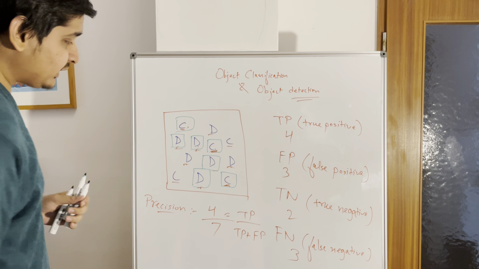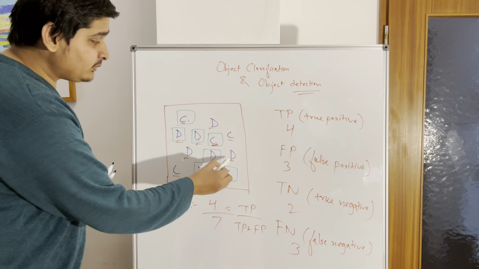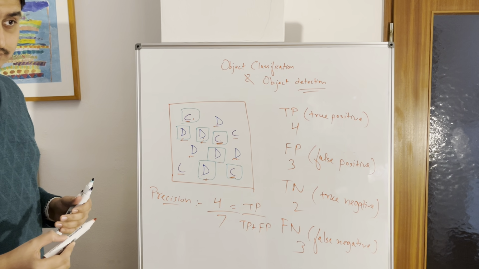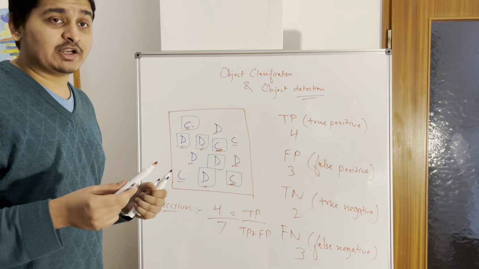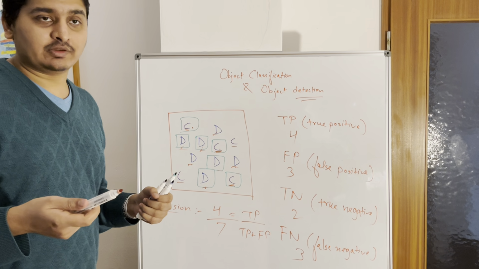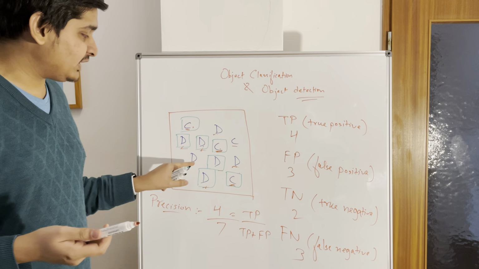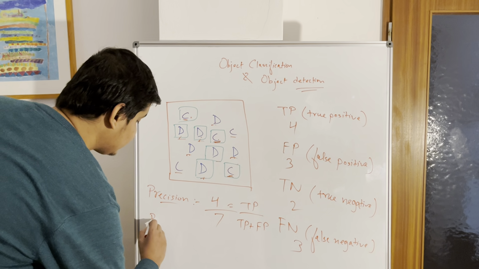But this alone is not enough. Why? Because you can already see that some dogs were missed out. So even if you are able to identify dogs, but not all of them, that doesn't mean that your model is doing good. You have missed out on so many. How do you capture that in a metric? That is what is called recall.